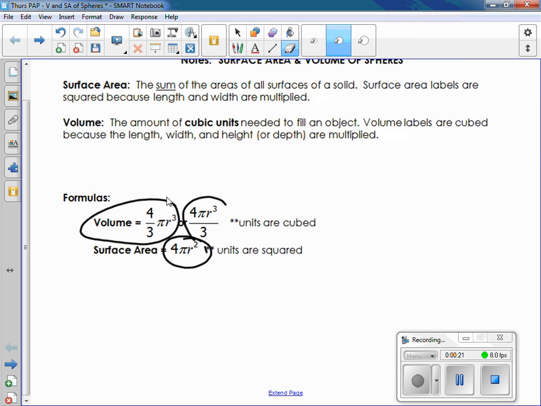For the volume one, instead of using 4/3 and then pi r cubed, you could also use 4 pi r cubed over 3. Either of these will work. I don't really care which one you use.